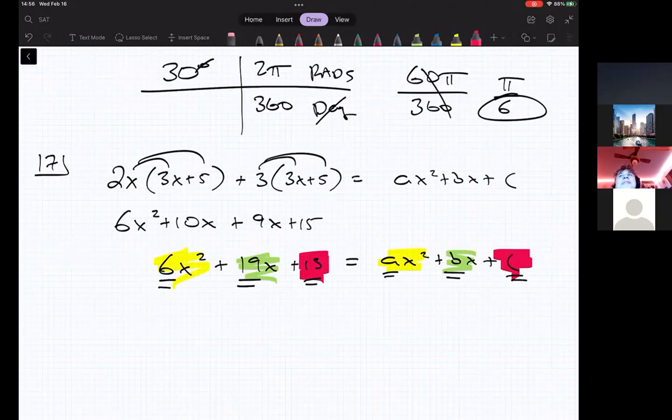Other questions, 16 through 20? Everyone felt pretty good about those? Okay, let's move on to the calculator section.